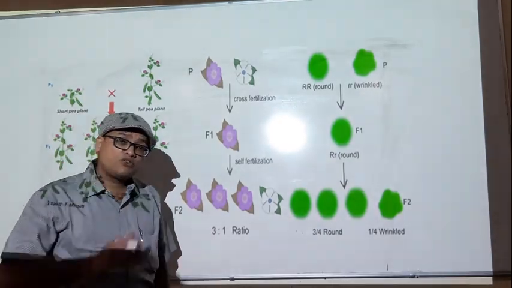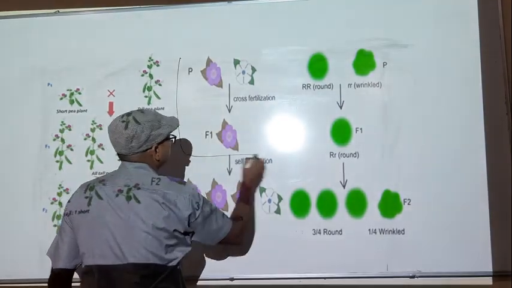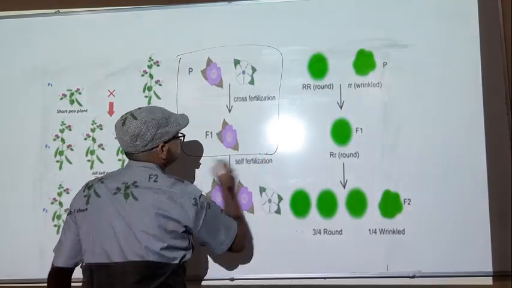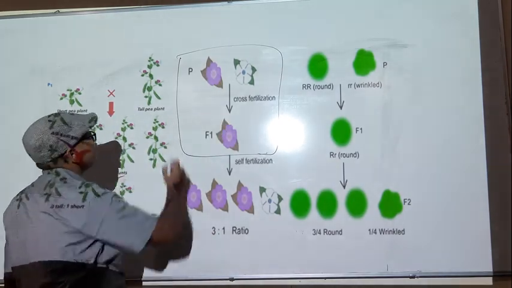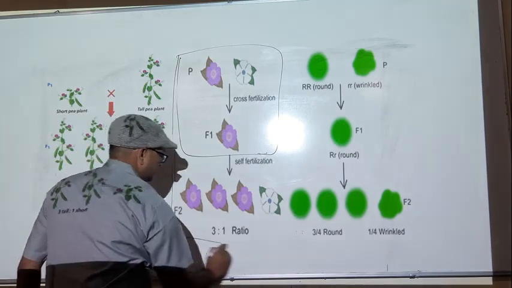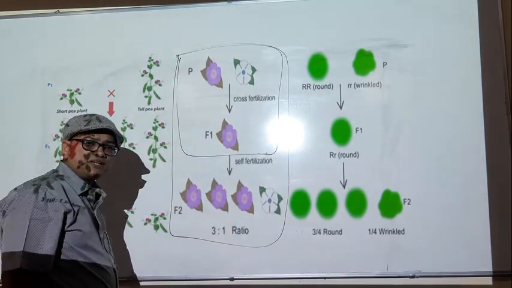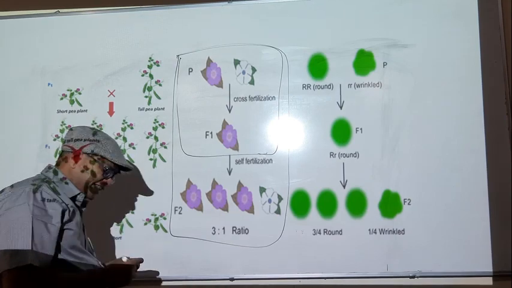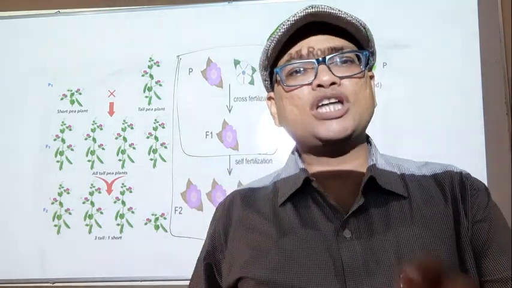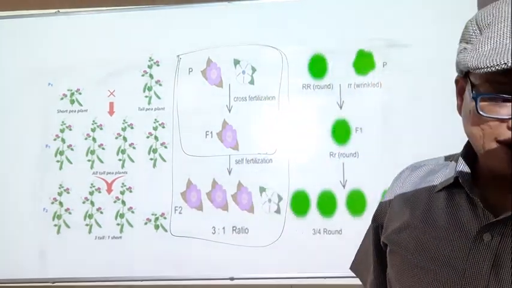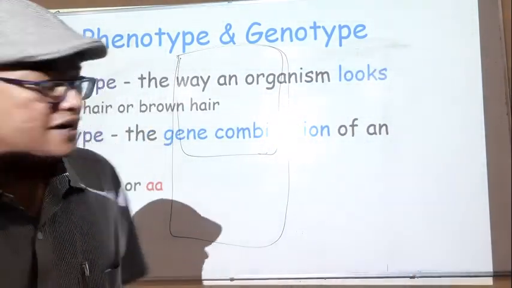Now, what is the difference between the law of dominance and the law of segregation? When we take only this step, then this will be the law of dominance, and when we take these all, then it will be considered as the law of segregation. It means we can say that the law of dominance and the law of segregation both are based on the monohybrid cross. Now, what is phenotype and genotype?